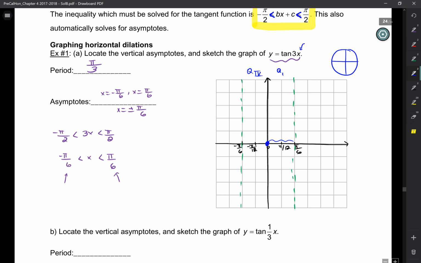Now, here is a question for you. In quadrant 1, is tangent positive or negative? Positive. So here, at the first midpoint, I have a point at positive 1. Why 1? Because A in front of the tangent is 1. Now, on the left, where it corresponds to quadrant 4, is tangent positive or negative? Negative. So here it'll be at negative 1.